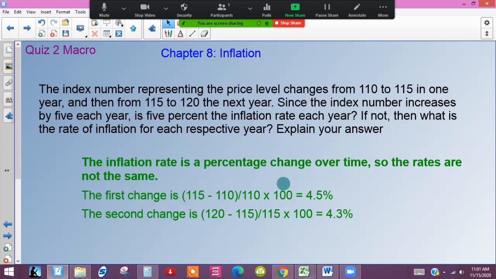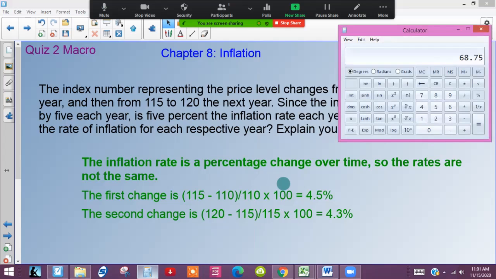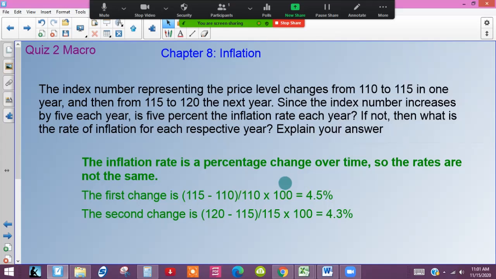So let's just do one of these with our calculator just to make sure we know what we're doing here, right? So 115 minus 110, I'm just going to use my head for that and say that's 5, divided by 110 equals 0.4545 forever. And we're going to multiply that by 100, and we're going to get our percentage of 4.54. So I just rounded that to 4.5%.